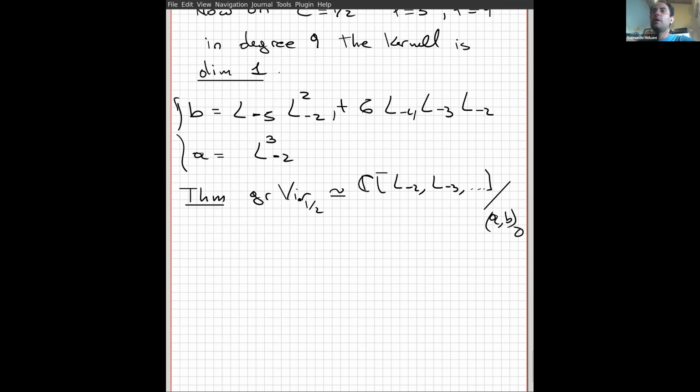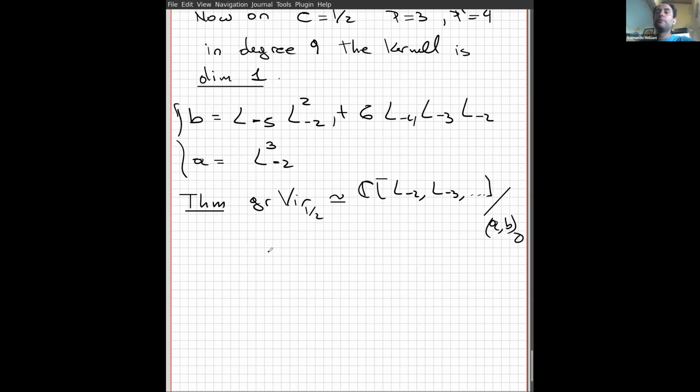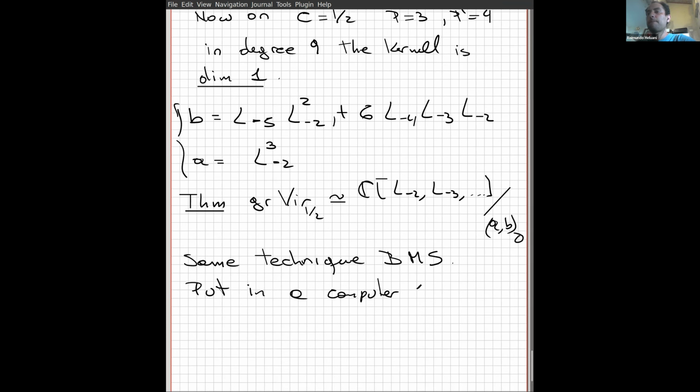Okay. So how do you prove this theorem? Again, the same technique. And this is the problem. I haven't learned anything. I spent a year trying to count the partitions that appear, and I haven't learned anything. So I'm hoping that someone smarter than me would do this for other modules. So same technique as Primc, Milas, and Penn: find a Grobner basis for this ideal. Put it in a computer. Find a Grobner basis.